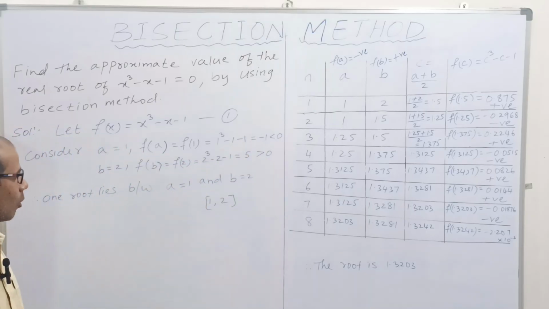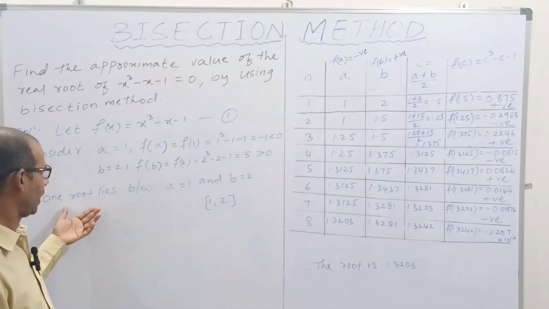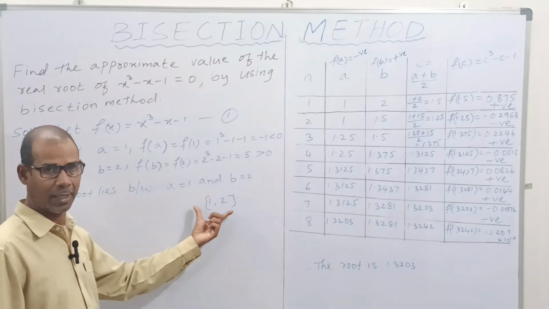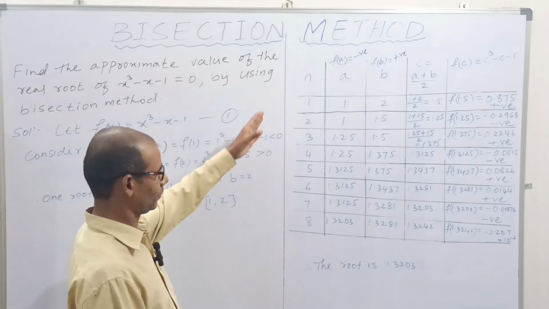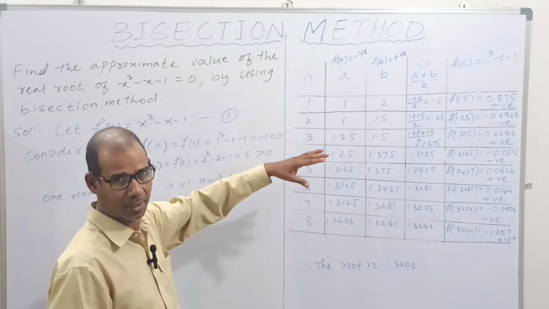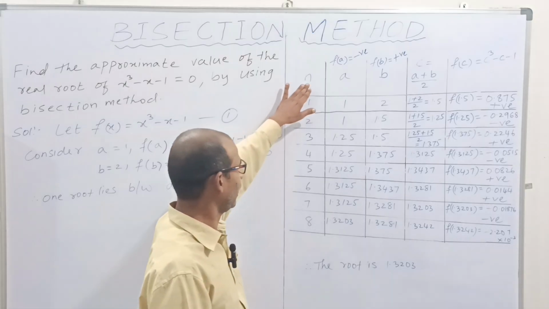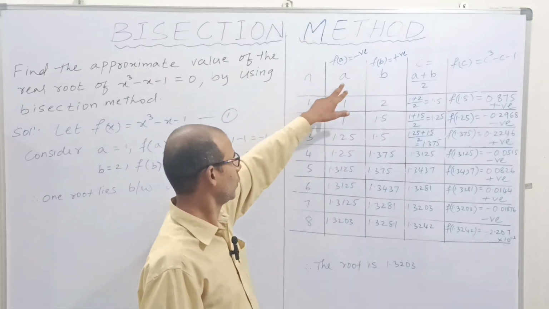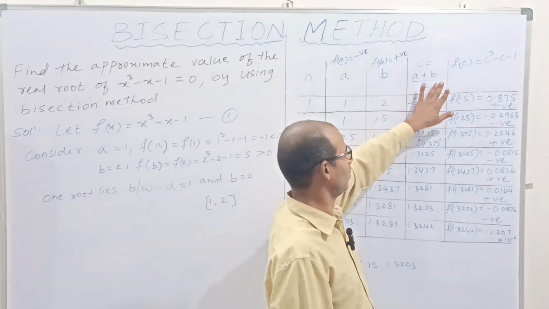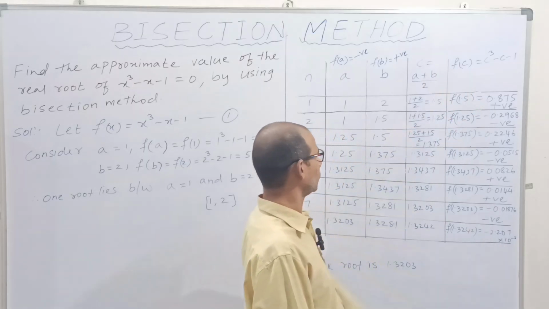So since the function values are of opposite signs at the 2 points a and b, we can say that one root lies between a and b. So now we will find out the root by using this table. So this is a little bit easier than the previous problem that we have done. So now here we will write n iterations, a value, b value, c is equal to a plus b by 2, and the function value at c.